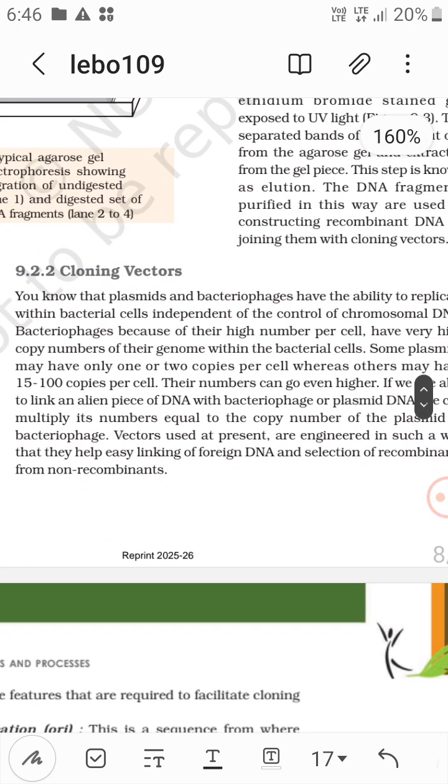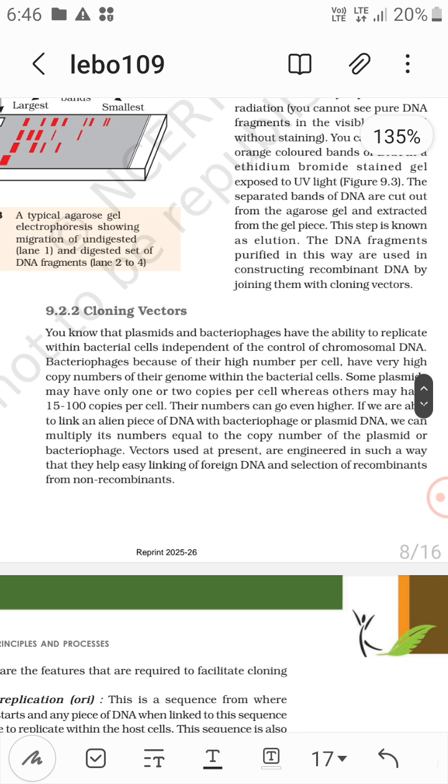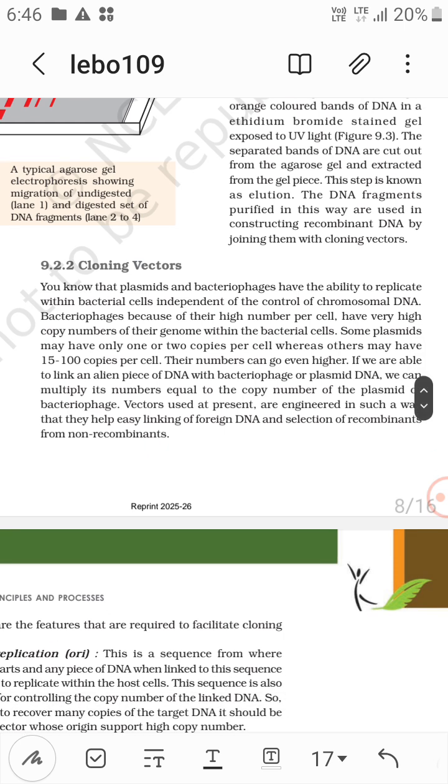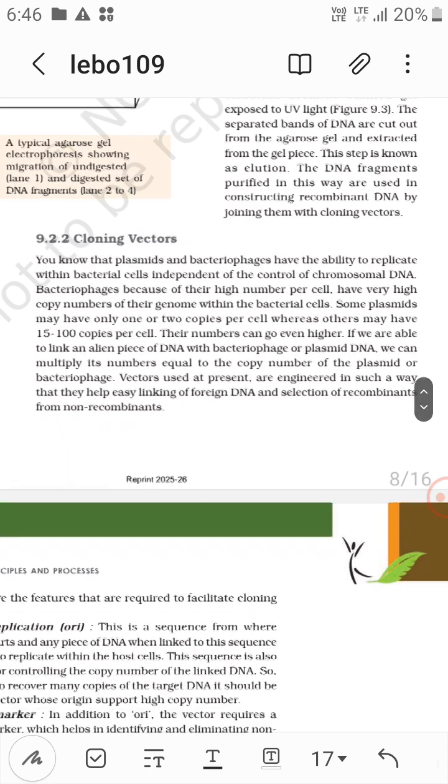Now the second thing is the cloning vectors. There are plasmids and bacteriophages. Bacteriophages have very high copy numbers of their genome within the bacterial cells. Some plasmids may have only 1 or 2 copies per cell, whereas others may have 15 to 100 copies per cell, and their numbers can go even higher. If we are able to link a piece of alien DNA with the bacteriophage or plasmid DNA, we can multiply its number equal to the copy number of the plasmid or bacteriophage.